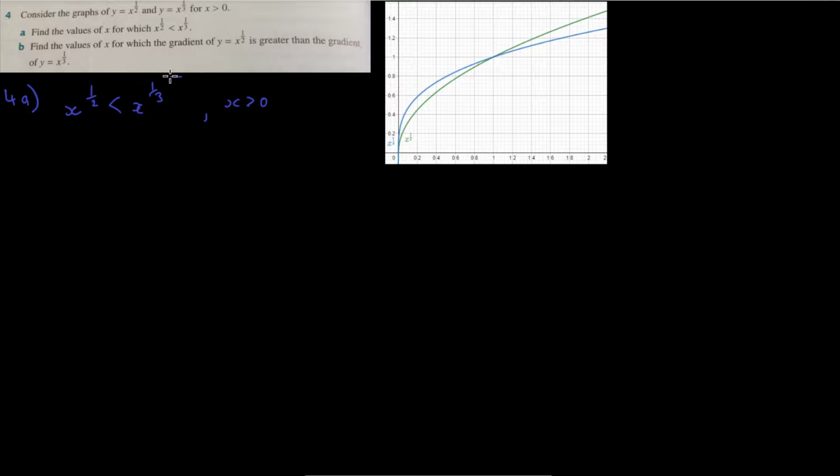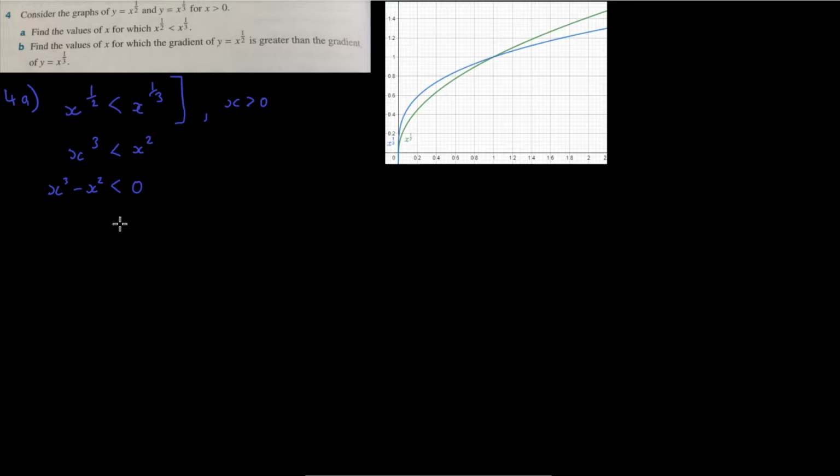Now, just this section over here, let's look at this. Let's use some algebraic manipulation to work it out. So if I put everything to the power of 6, let's see what happens. I will get x cubed is less than x squared. Does that make sense? Well, we're not done yet, don't worry. So let's just keep manipulating this. Let's make it x cubed minus x squared is less than 0.